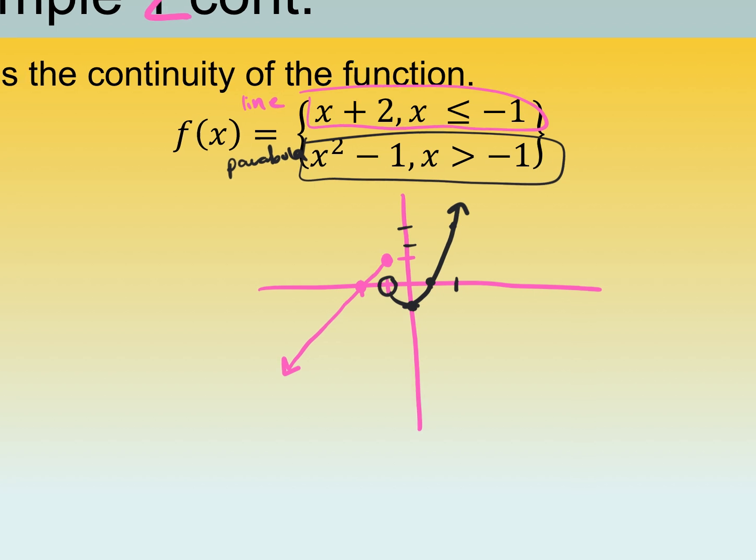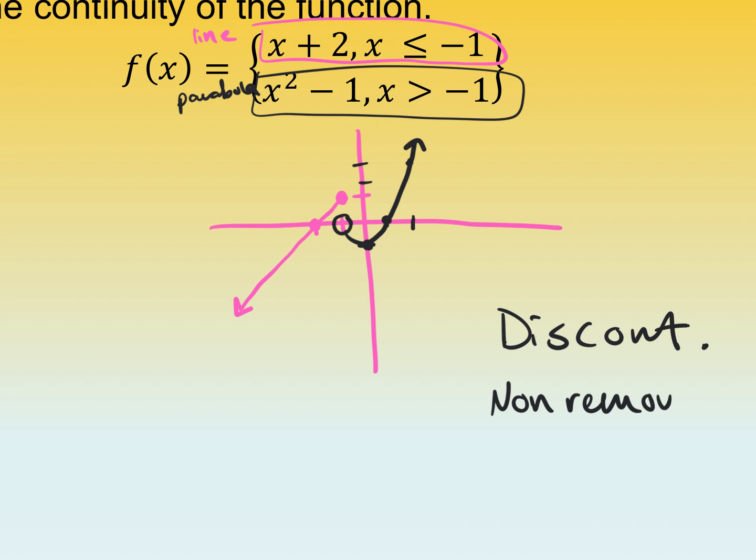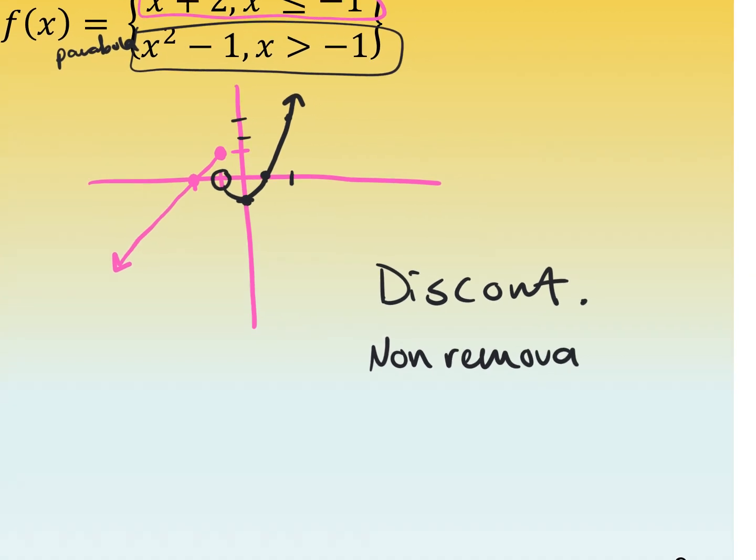Is this continuous? Nope, not continuous. So we'd say discontinuous. Is it removable? Nope, it would be non-removable. We just can't fill a hole and make it continuous. So this is non-removable. At what value is it discontinuous? At x equals what? At x equals -1. Perfect.